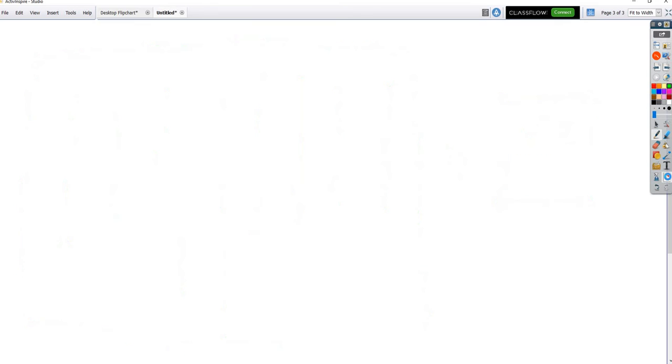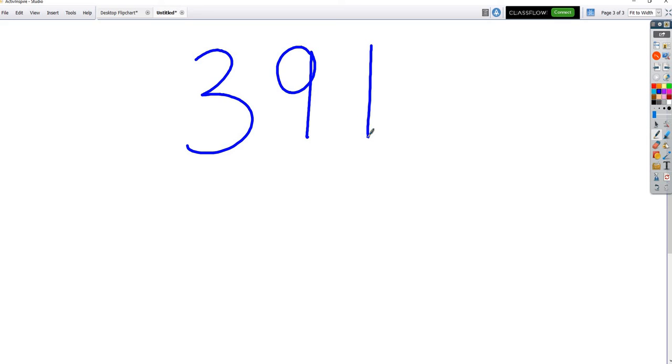So that's what we're going to be practicing on today, some bigger numbers. A bigger number like maybe this one. Does anybody know what number that is?